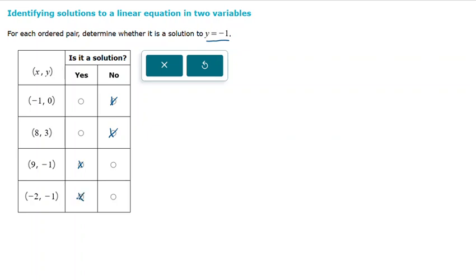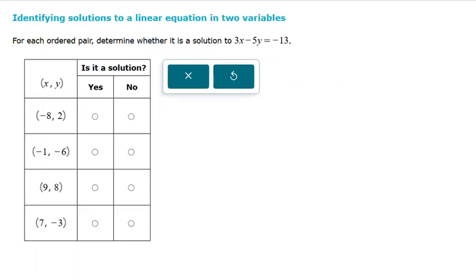Now there's a more difficult version of this question that you will probably get, and this is where I have more of an equation that I need to plug into. So I can't just tell by looking at it, I need to do some work here. So now my equation is 3x minus 5y equals -13. So for each ordered pair, I'm going to plug in the x and y and see if it works out.